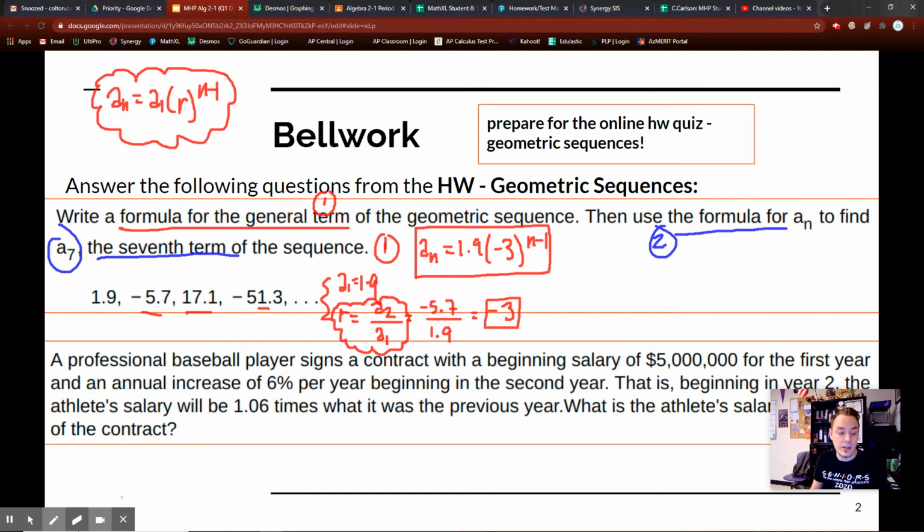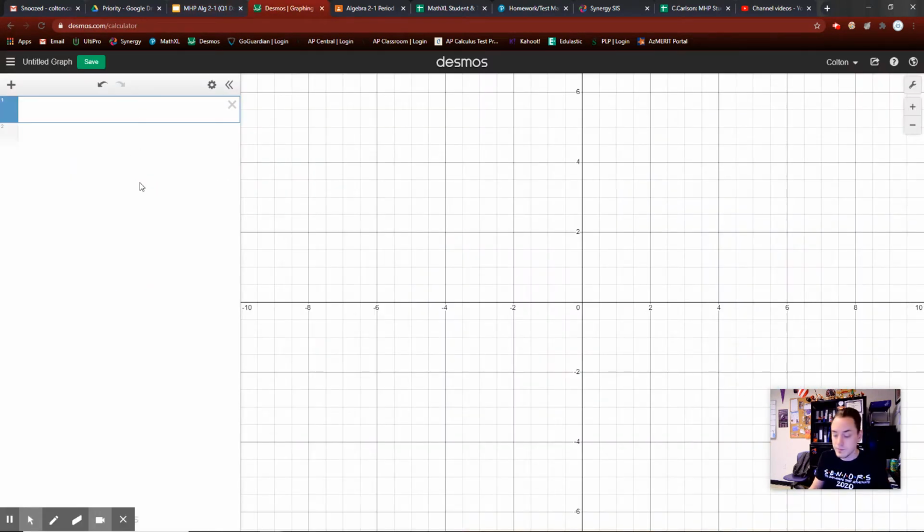It's going to ask you that first. The next thing it's going to ask you is, find a sub 7. So that means n, of course, is 7. So I'm going to write a sub 7. Everything else stays the same except your n becomes 7. What does this equal? Of course, you can just plug this straight into Desmos. You should. So if we go over here, let's type it in. I have 1.9, and then I have parentheses, negative 3, and then end parentheses, and then I'm going to go up.